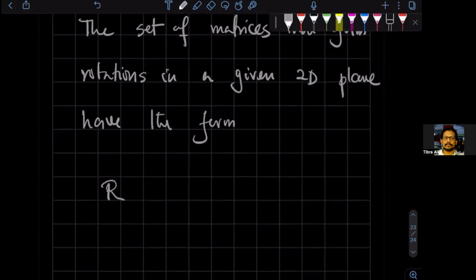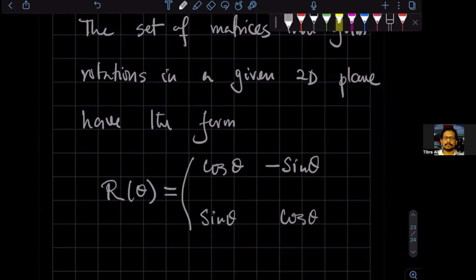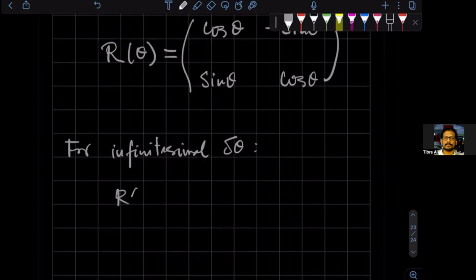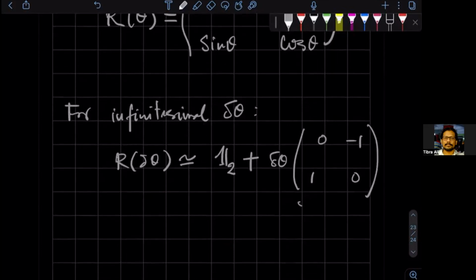So in some 2D plane, we have a rotation, say R, and we're rotating by some angle theta. And that matrix will have the form cosine of theta, minus sine of theta, sine of theta, cosine of theta. Okay? And for infinitesimal theta, say delta theta, R of delta theta will be of the form of the two-dimensional identity matrix plus delta theta times 0, minus 1, 1, 0. Okay, and this is the generator.